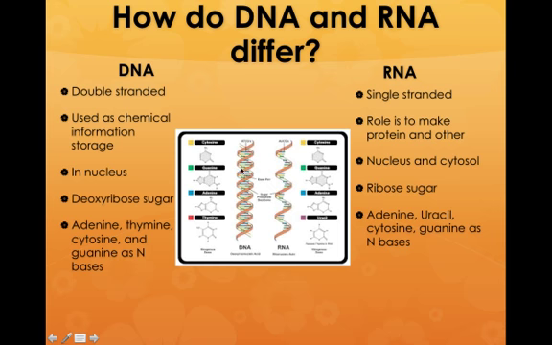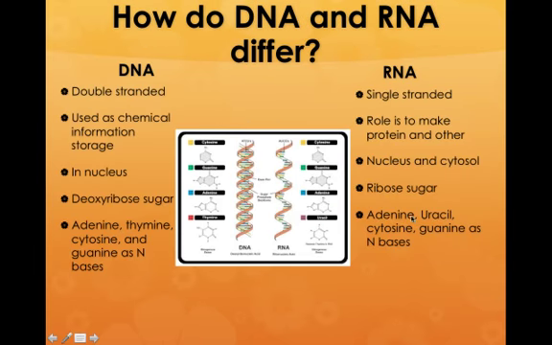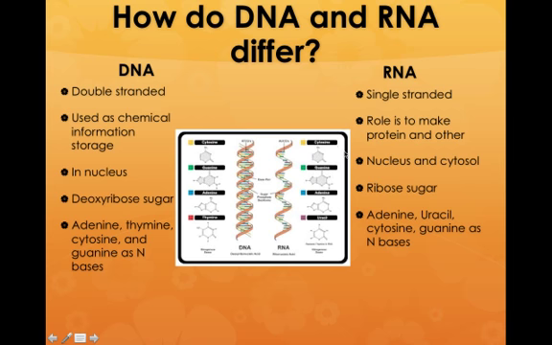The main sugar in the nucleotide of DNA is deoxyribose, whereas the main sugar in the nucleotide of RNA is ribose. So we have ribose and deoxyribose. The nitrogenous bases, which make up these, tend to change. On RNA they are cytosine, guanine, adenine, and uracil. The double-ringed nitrogenous bases are guanine and adenine, and the single-ringed nitrogenous bases are uracil and cytosine in RNA.